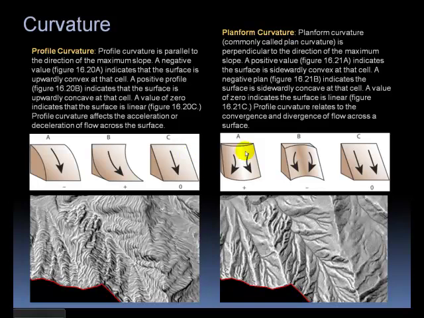In planform curvature, we're talking about how water diverges or converges as you go down the cell slope. So a positive value of planform curvature would lead to water diverging across that cell. And a negative value means water is converging as you cross that cell. And again, a 0 value means there's no change in slope.